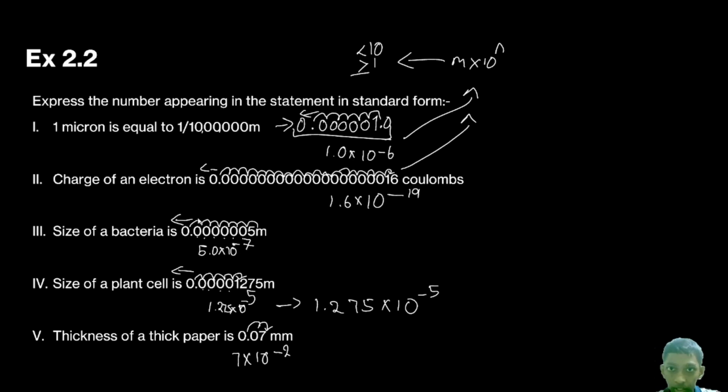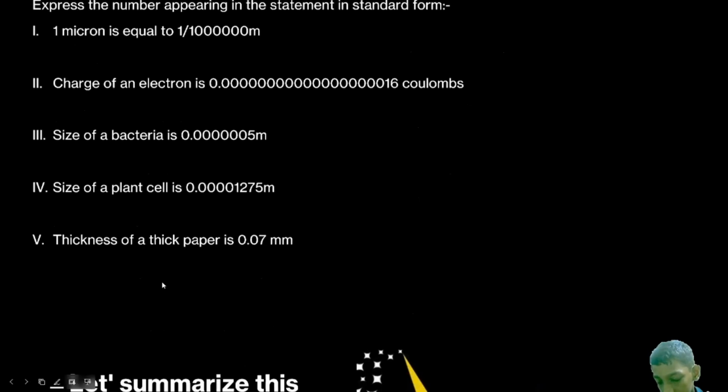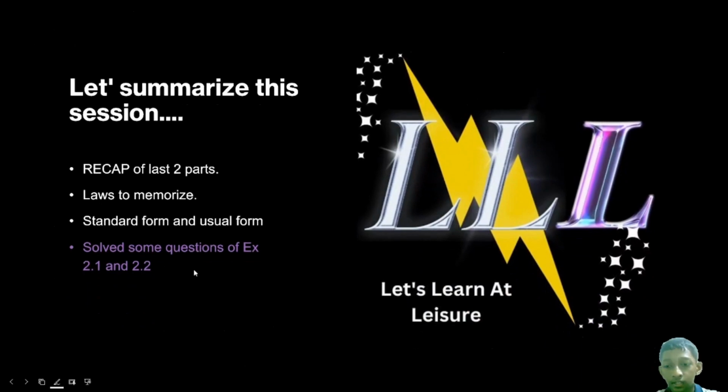Now let's summarize what we have learned in this session. In this session, we took a slight recap of the last two parts and memorized some of the laws, and we have learned the conversion of standard form to usual form and their meaning, and we have solved some of the questions of exercise 2.1 and 2.2.